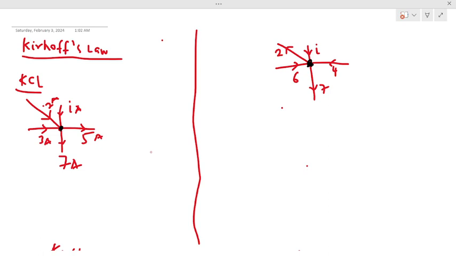In this tutorial, I'm going to take you through the two Kirchhoff laws, that is the Kirchhoff Current Law and the Kirchhoff Voltage Law, since they form the basics for all network analysis.